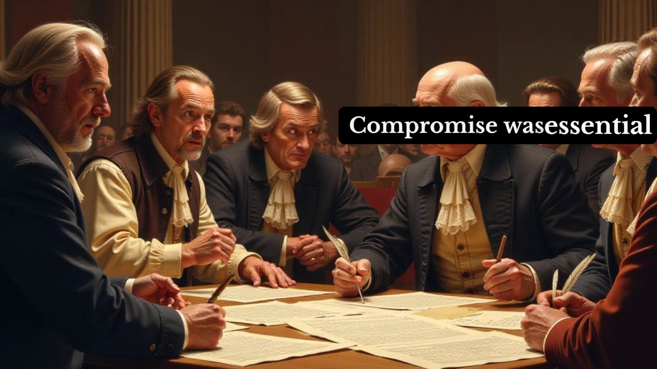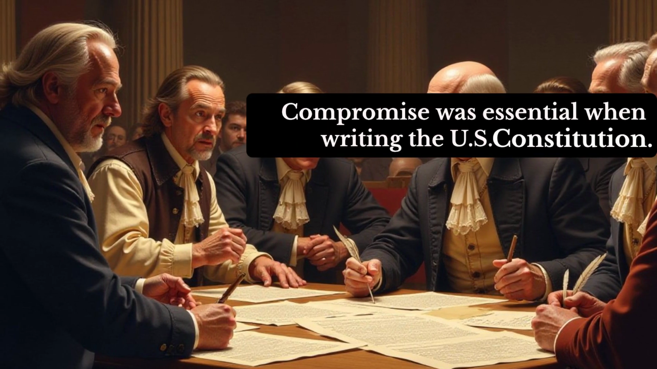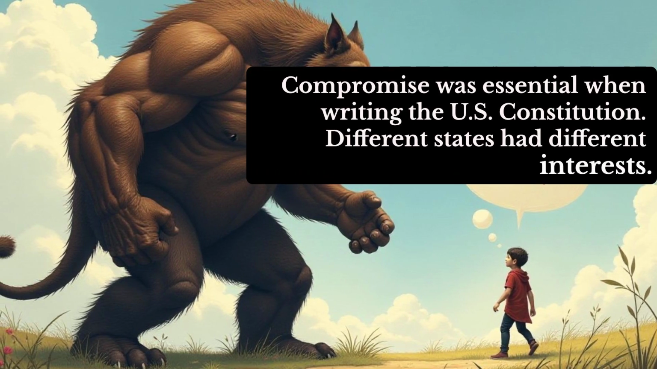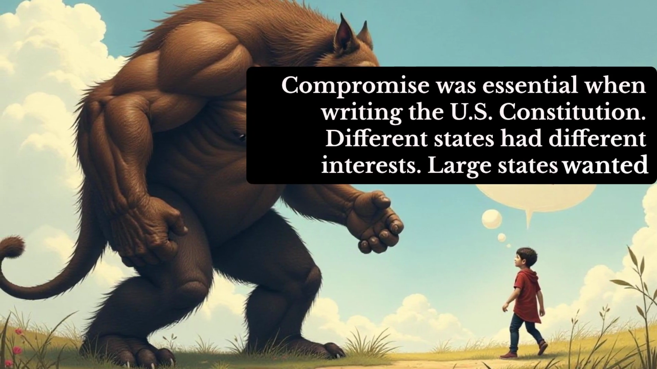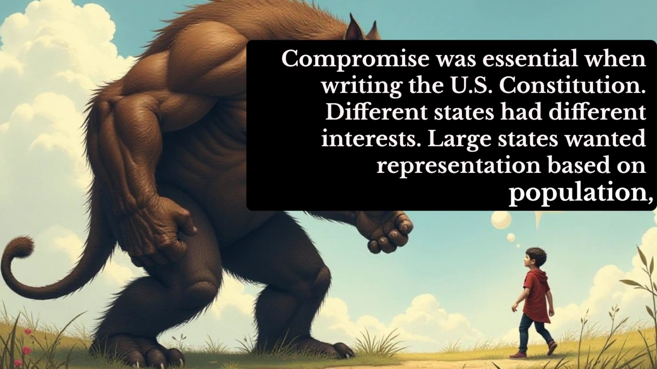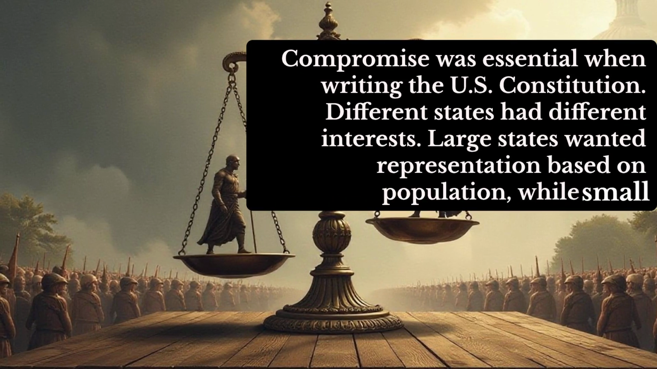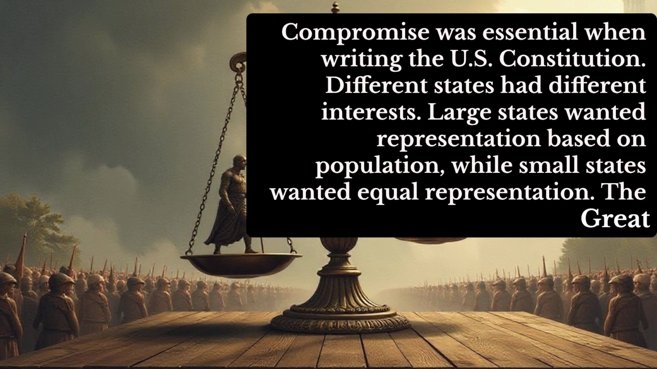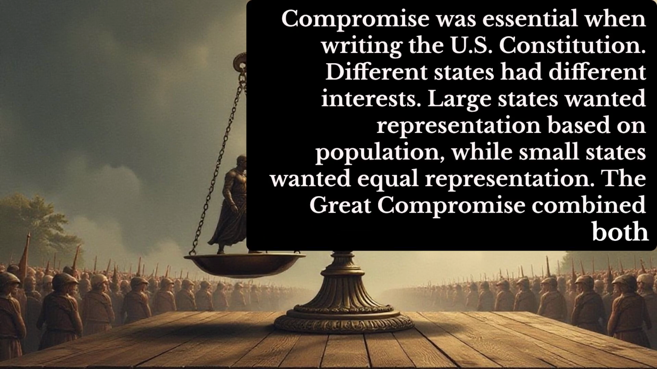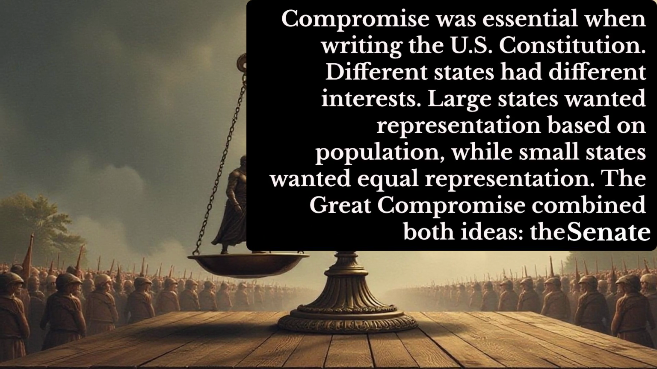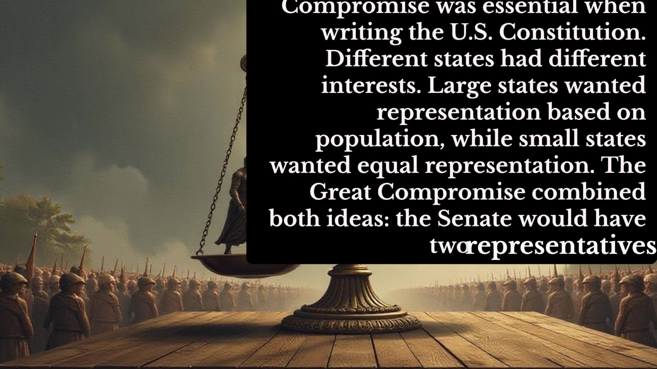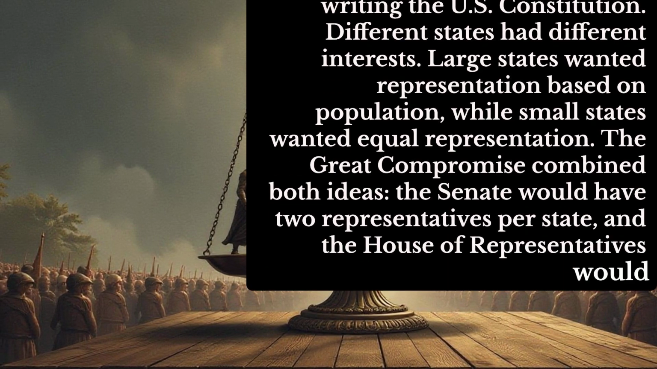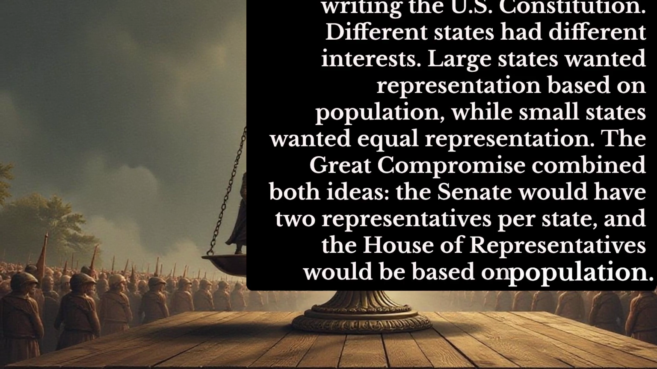Compromise was essential when writing the U.S. Constitution. Different states had different interests. Large states wanted representation based on population, while small states wanted equal representation. The Great Compromise combined both ideas. The Senate would have two representatives per state, and the House of Representatives would be based on population.